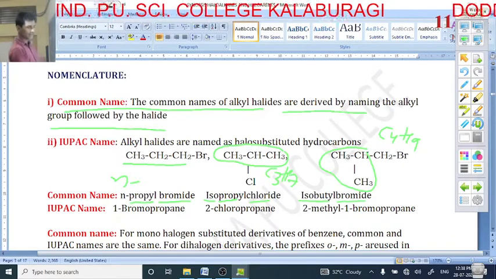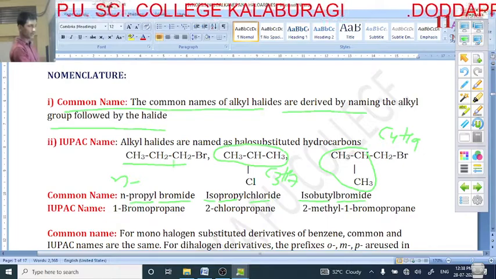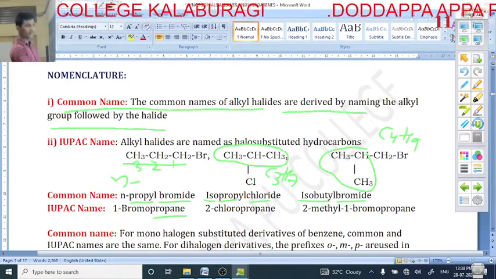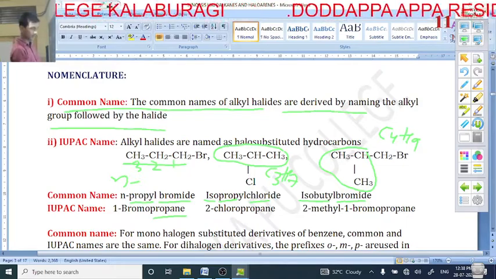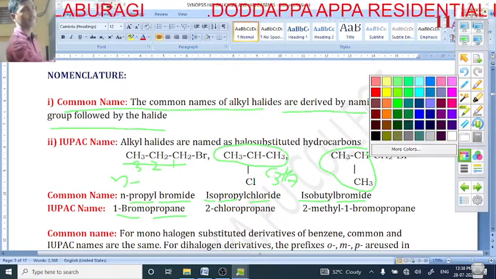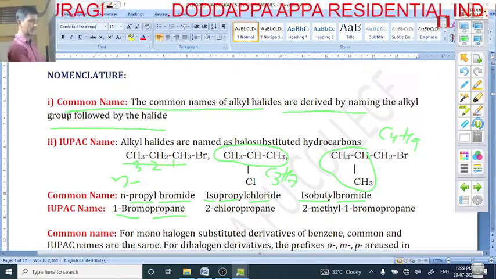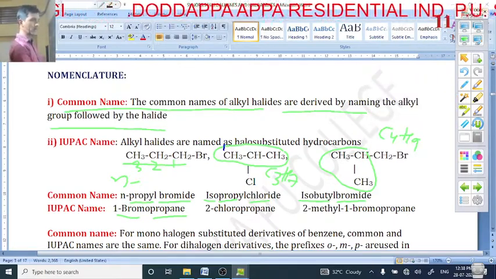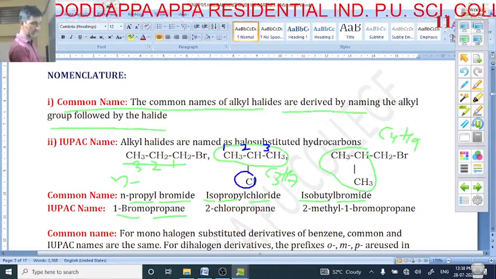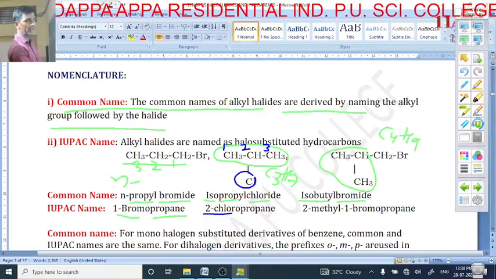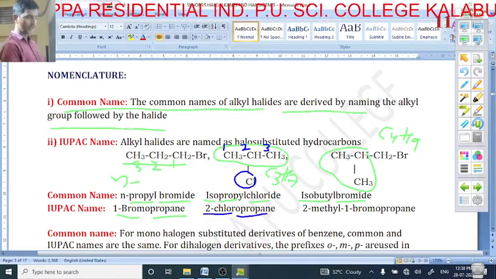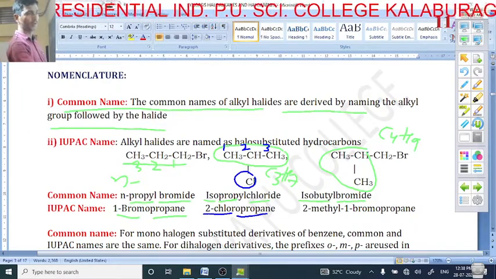In the IUPAC name, how many carbons are there? 1, 2, 3. 3 carbons is called prop, where the first carbon contains Br. It is called 1-bromopropane. And next you have to give the number: carbon 1, carbon 2, carbon 3. So the Cl is on the second carbon. It is called 2-chloro, 3 carbons, propane. Similarly, you have to give the number 1.